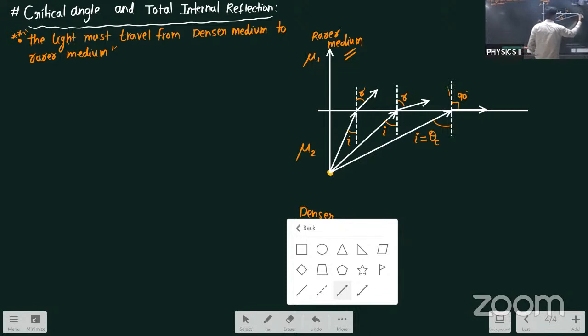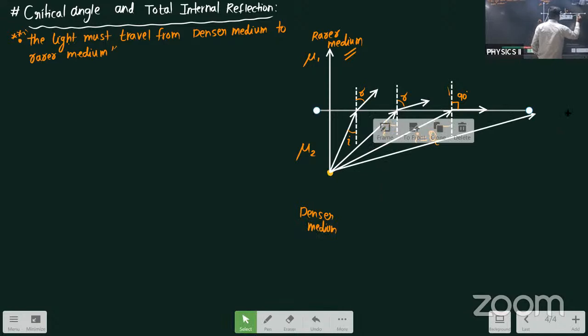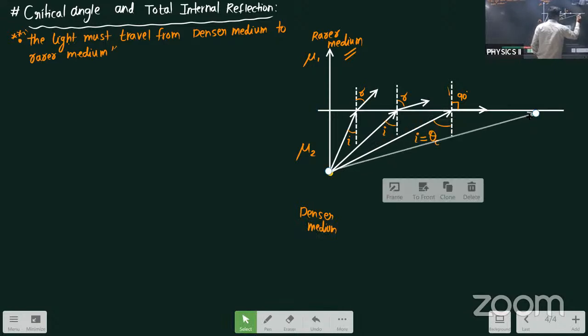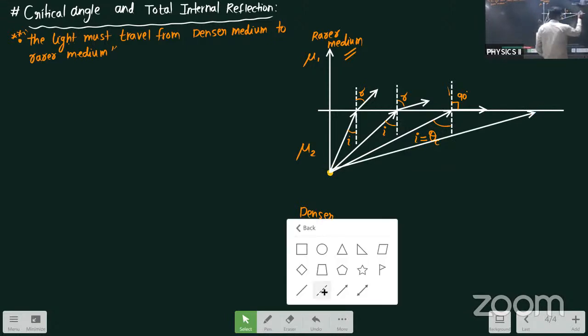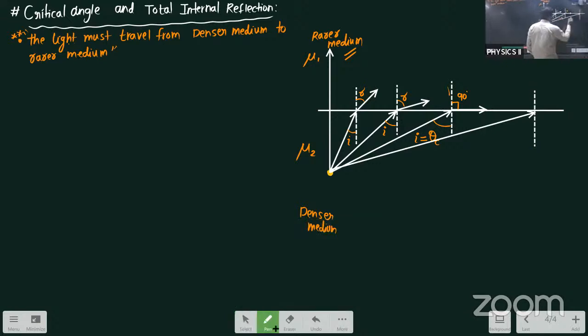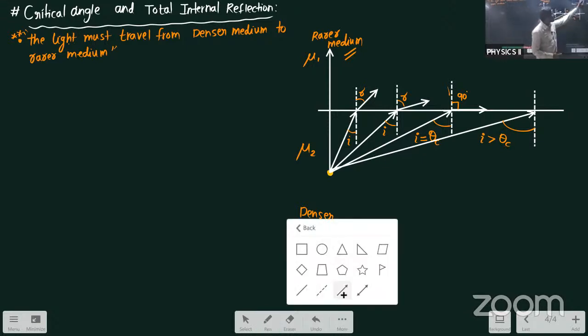I have increased the angle of incidence further. Let us see what will happen. Again, I am supposed to draw a normal here. So this is the angle of incidence, greater than the critical angle. Now what will happen? Instead of the ray going into the rarer medium, it will turn back into the same denser medium.